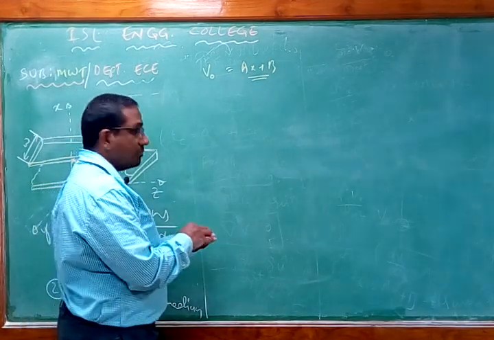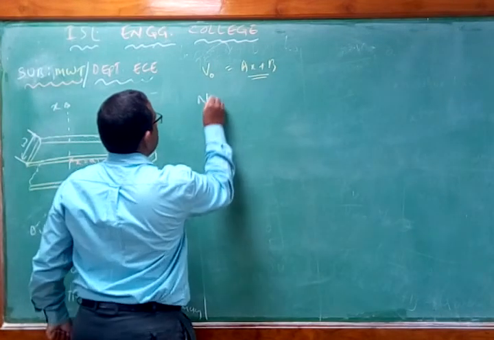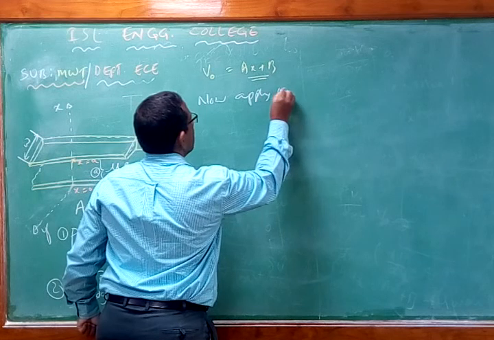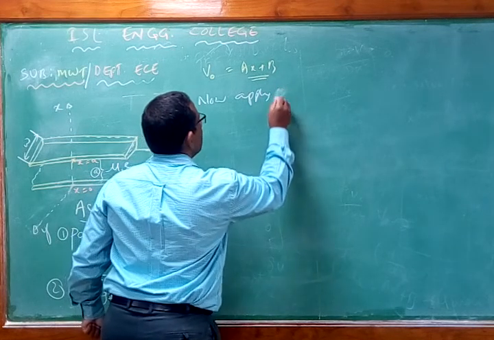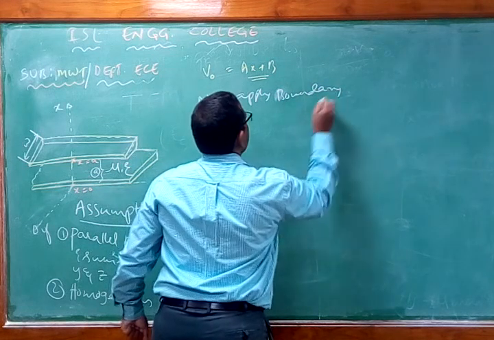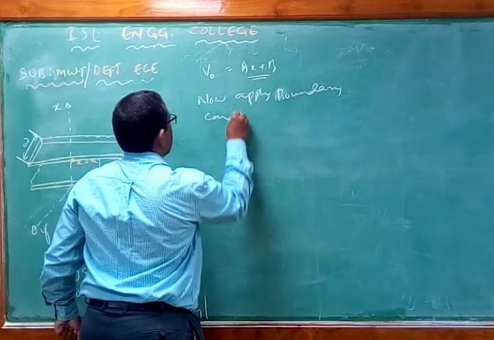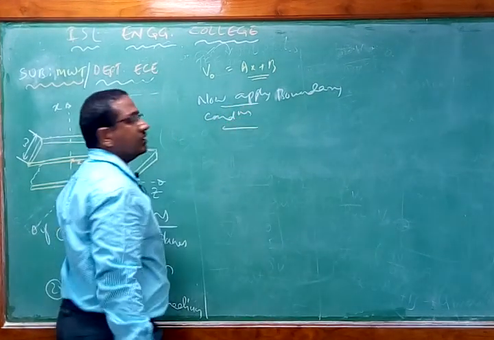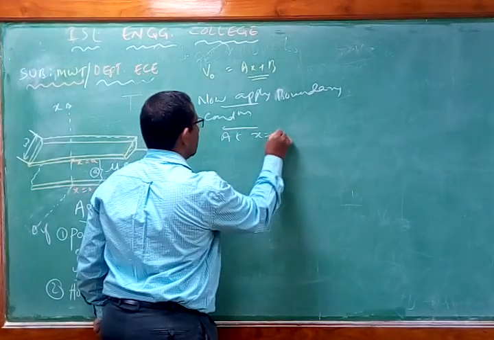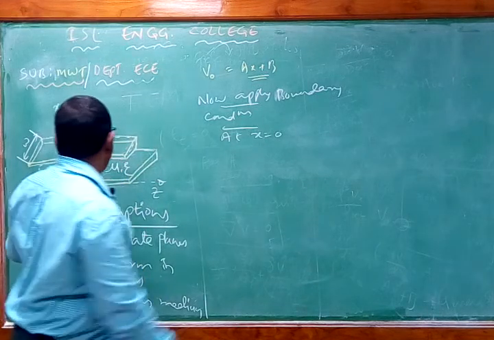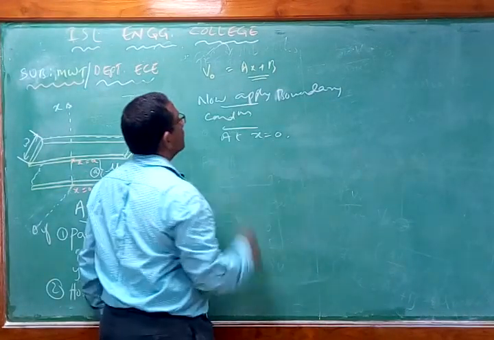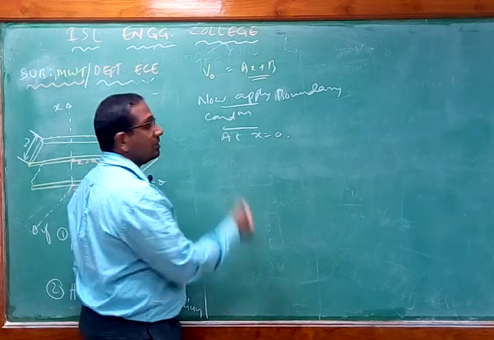Now we apply the boundary conditions. What is the meaning of applying boundary conditions? It means we apply the limits. What are the limits we are going to apply? At x is equal to 0. Now we have parallel plates here, at x is equal to 0 and x is equal to a. So at x is equal to 0, we will write the expression now.